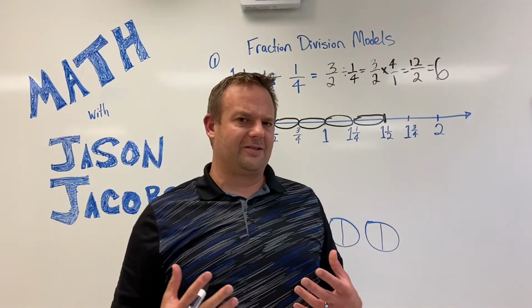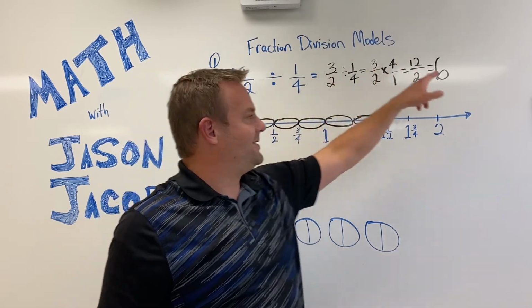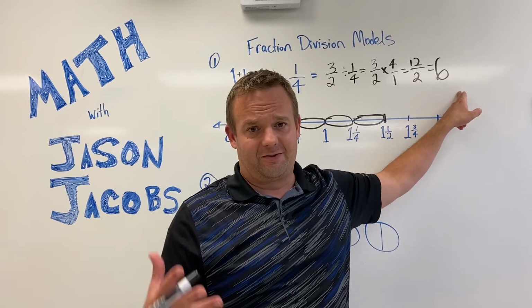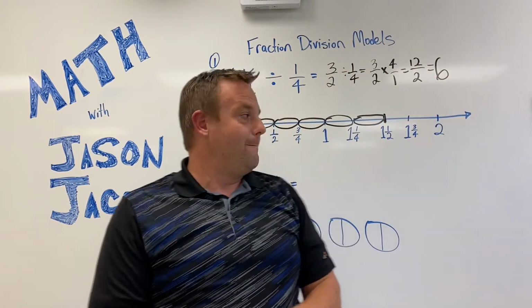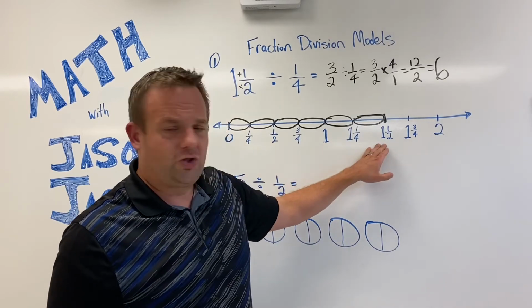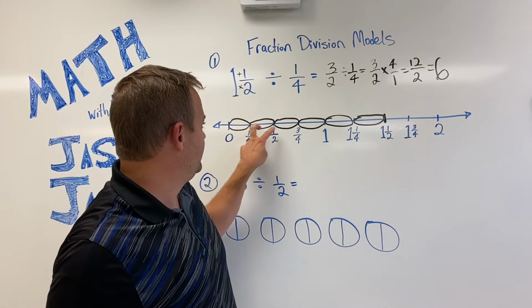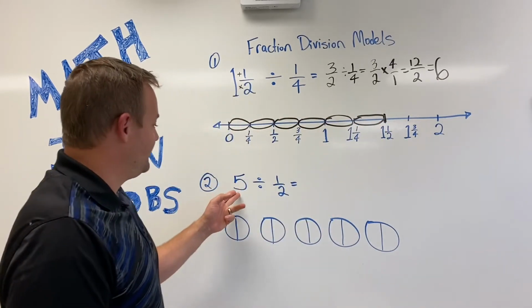I remember back in school saying, okay, 1 1/2 divided by 1/4 is 6. I mean, you're dividing and the answer is greater than what you're dividing. I never really understood that, but I think this model shows why it's 6. 1 1/2 divided into fourths, and you have 6 of them. So there's that.